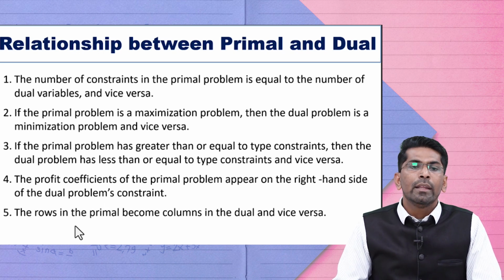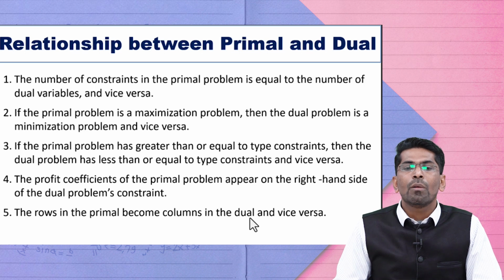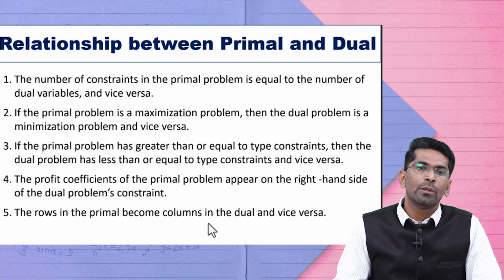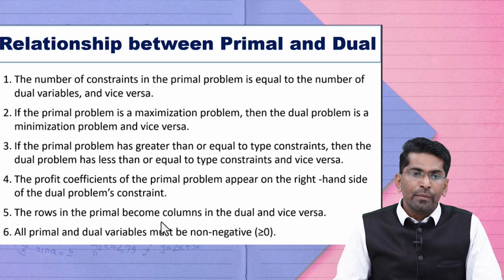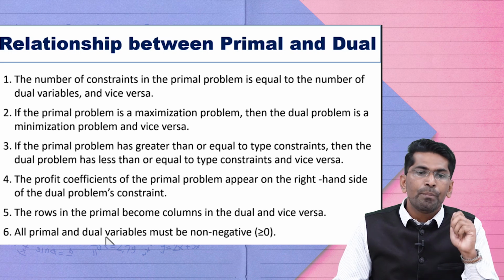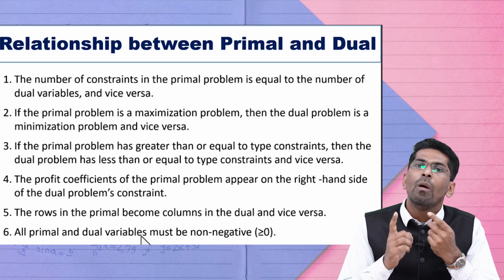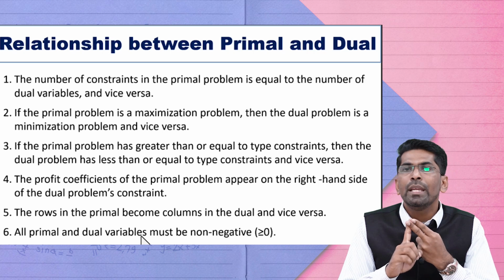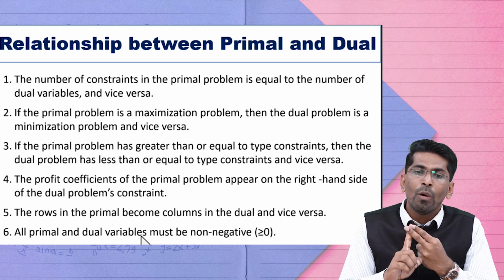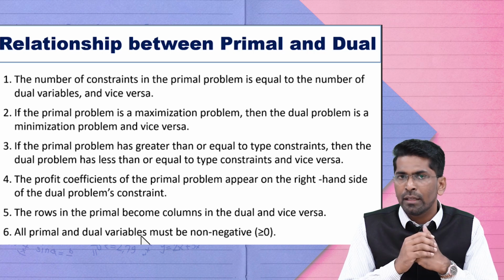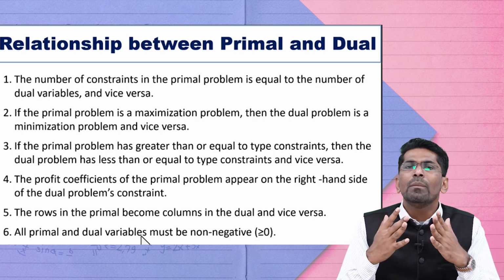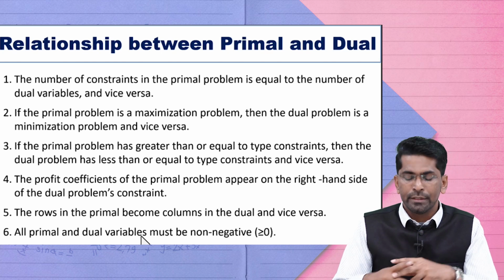And the last one: the rows in the primal become the columns in the dual, and the columns in the primal problem will become the rows in the dual, and the opposite can also appear. So these are the various relationships, and the last one we are going to consider here is that all the primal and dual variables, that is decision variables, either in the case of a primal problem or in the case of a dual problem, must be non-negative, that means greater than or equal to 0. So these are the major relationships between the primal problem and its dual.